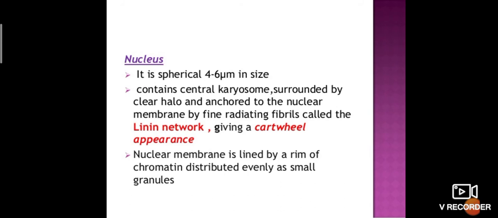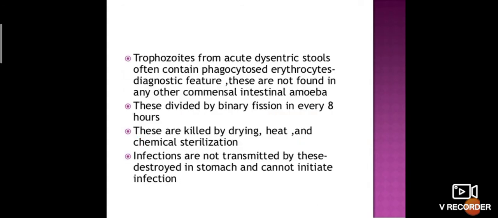The nucleus is spherical, 4 to 6 micrometer in size, contains a central karyosome surrounded by a clear halo, anchored to the nuclear membrane by fine radiating fibrils called the linin network, giving a cartwheel appearance. Trophozoites from acute dysenteric stool often contain phagocytosed erythrocytes. Diagnostic feature: this is not found in any commensal intestinal amoeba.